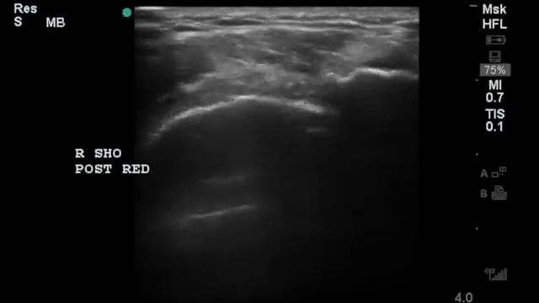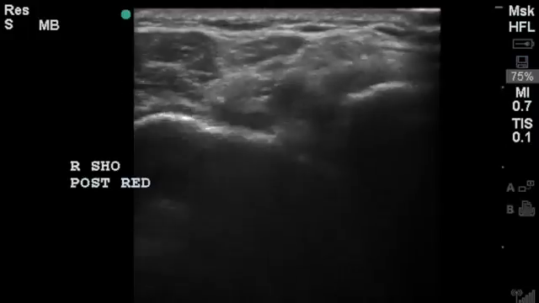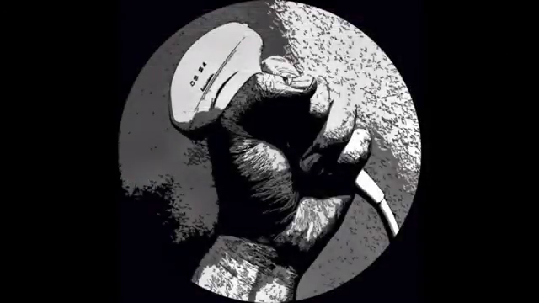Also, ultrasound can be very useful in larger patients or post-reduction if you're not sure that you got it in. Overall, this is a very cool scan and not a type of dislocation that you see every day.